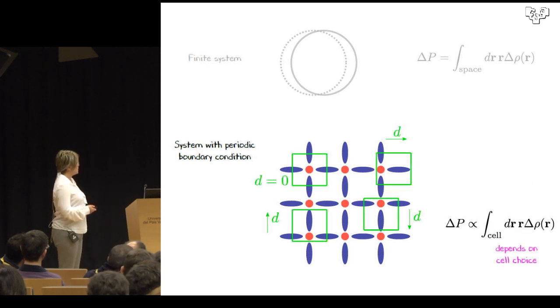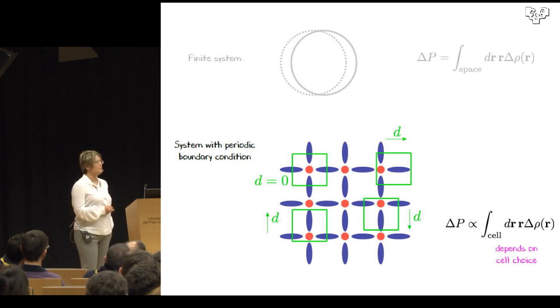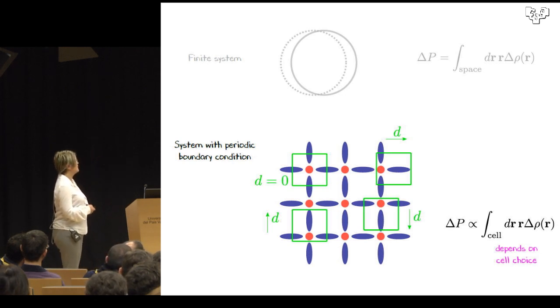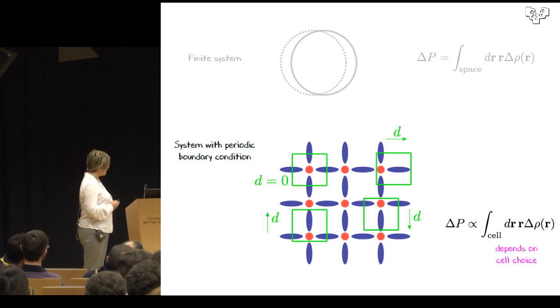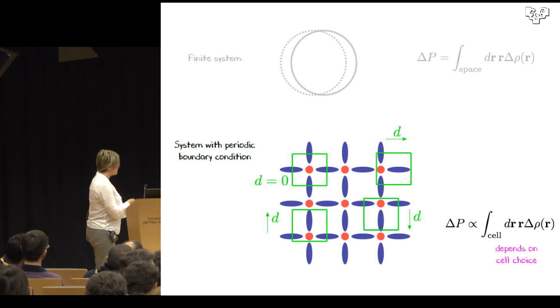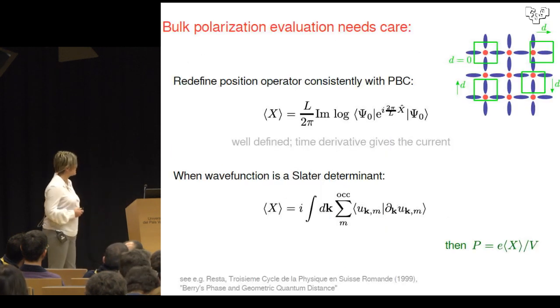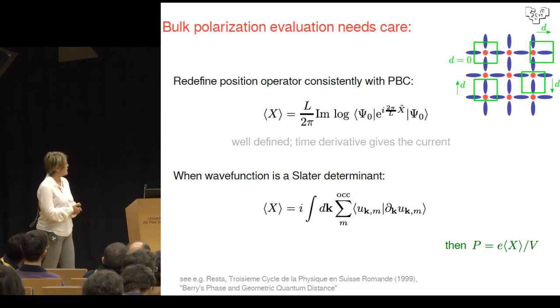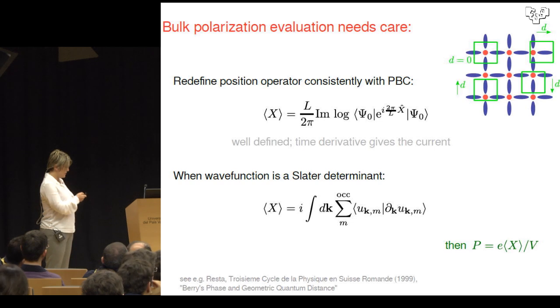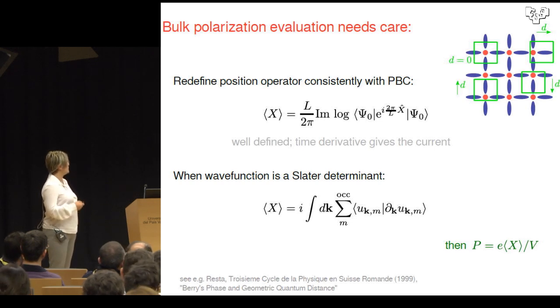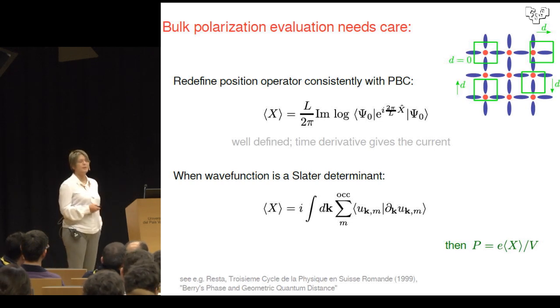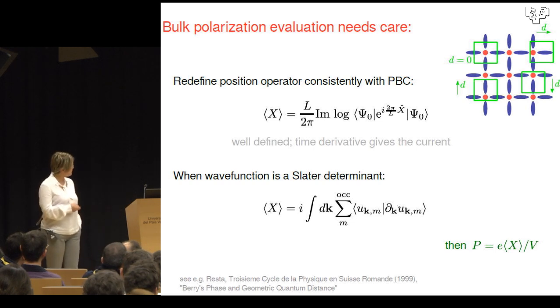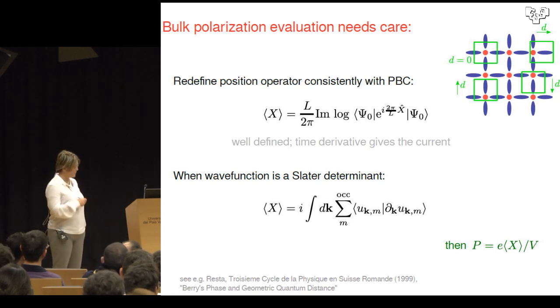If we try to just restrict this to a unit cell, it's not well defined, because it depends on the choice of the density. So, of course, this is a problem that has been solved in the 90s, and we have here authors of the key papers. And so what we need to do is to redefine the position operator consistently with the periodic boundary conditions. And then, of course, this is a purely many-body object.